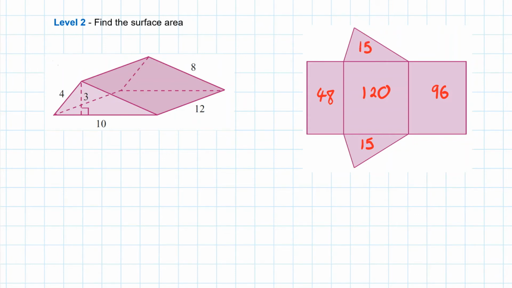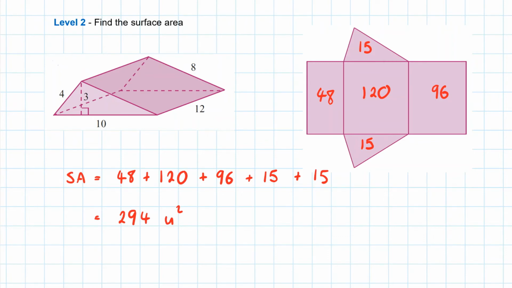Okay, hard work done. Now we just have to put them all through a calculator, or we can use our heads if we're really bored. So surface area is 48 plus 120 plus 96 and the two 15s. I'm going to grab a calculator so I don't embarrass myself and get it wrong. And we get an answer of 294. The question doesn't have any units, so I'm just going to write units squared, whatever it is, centimeters, meters, who knows? It's a mystery.